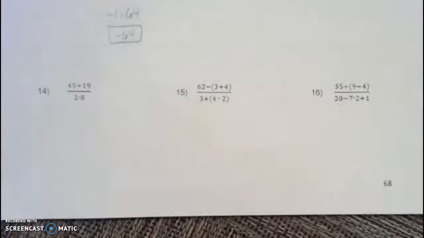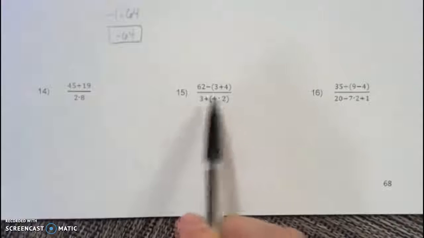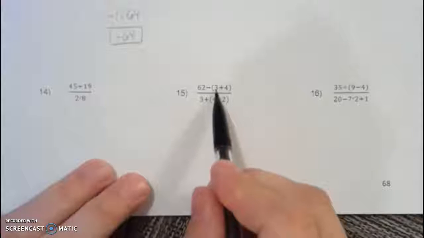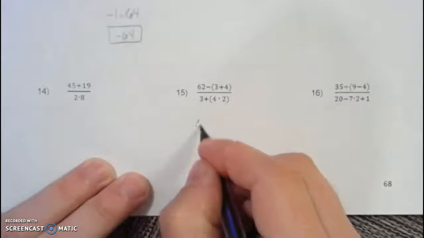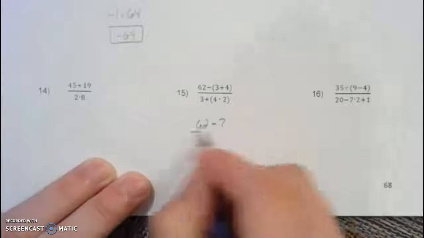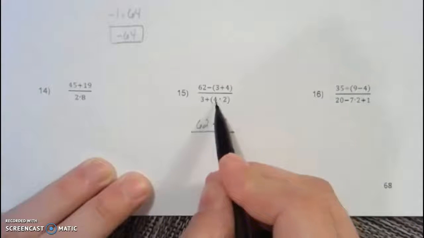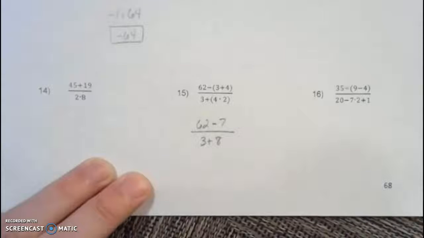A fraction bar is another example of a grouping symbol where we're going to have to figure out the values of the numerators and the denominators before we can do the last step, which is going to be the division. So looking at example number 15, in the numerator I have parentheses with 3 plus 4. 3 plus 4 I know is 7, so my numerator is going to say 62 minus 7. In my denominator, I also have multiplication inside of parentheses. 4 times 2 is 8, so this turns into 3 plus 8 in the denominator.